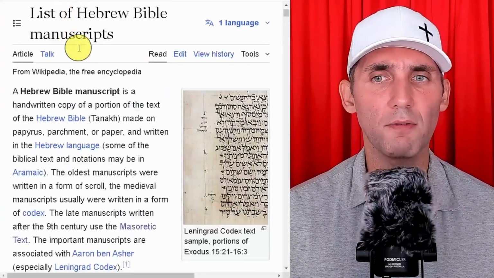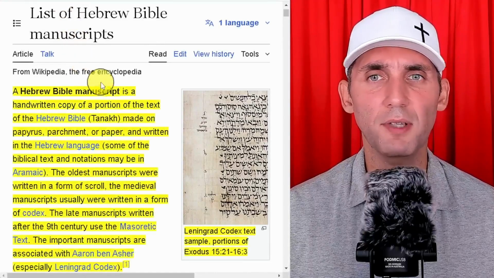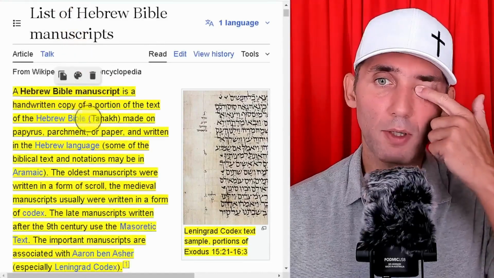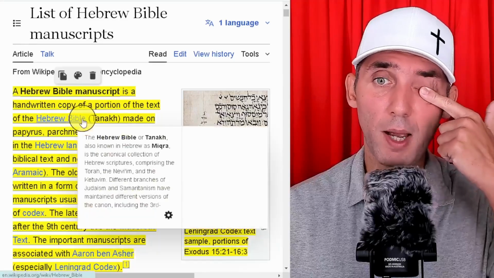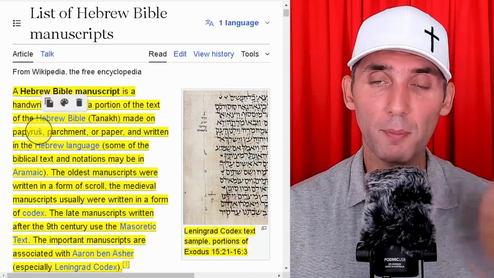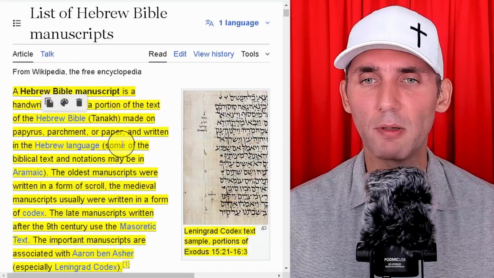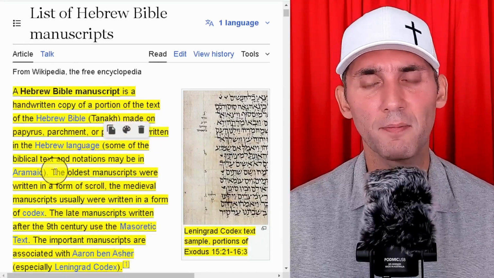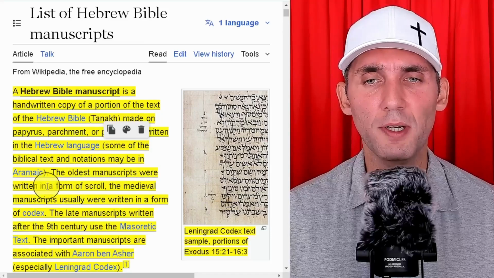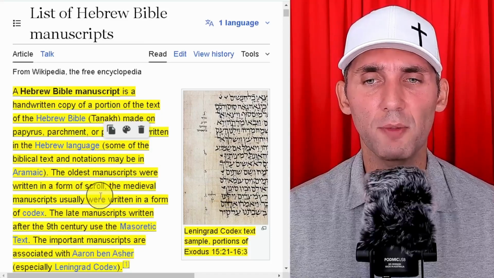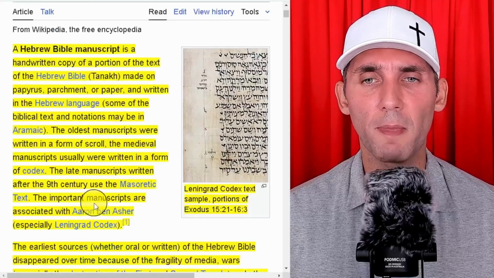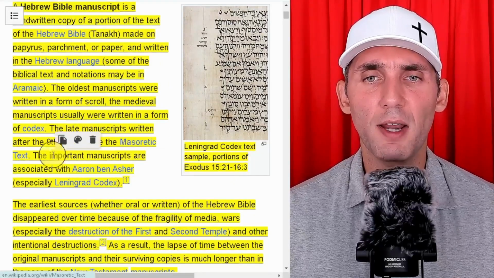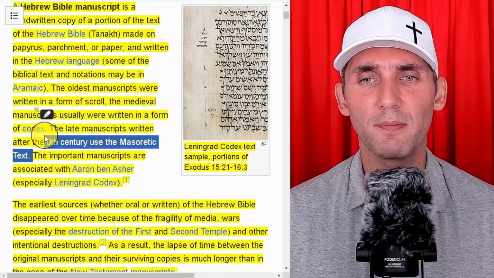I believe we have the list of Hebrew manuscripts. That's right. A Hebrew Bible manuscript is a handwritten copy of a portion of the text of the Hebrew Bible, made by papyrus, parchment, or paper, and written in a Hebrew language. Some of the biblical text annotations may be in Aramaic. The oldest manuscripts were written in the form of a scroll. The medieval manuscripts usually were written in the form of a codex. The late manuscripts written after the 9th century used the Masoretic text.